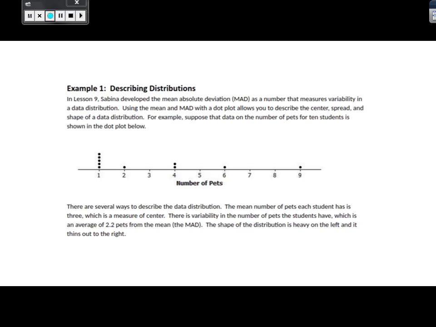For example, suppose that data on the number of pets for 10 students is shown in the dot plot below. There are several ways to describe the data distribution. The mean number of pets each student has is 3, which is a measure of center. There is variability in the number of pets the students have, which is an average of 2.2 pets from the mean, the MAD. The shape of the distribution is heavy on the left and it thins out to the right.